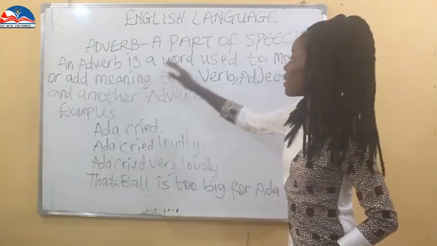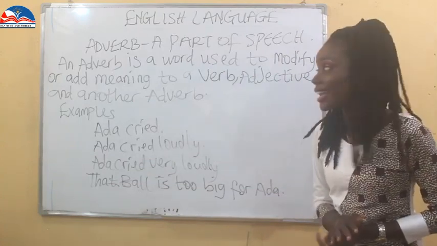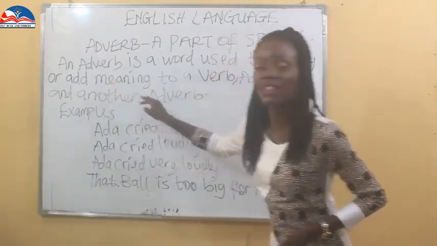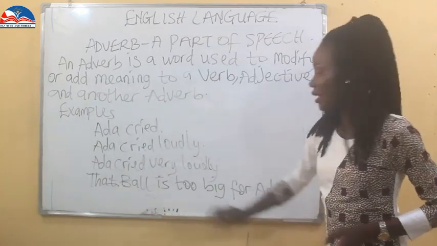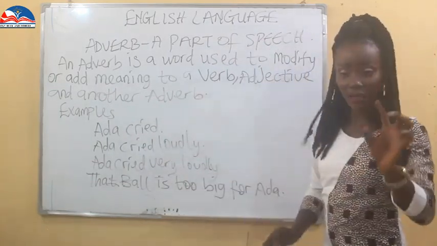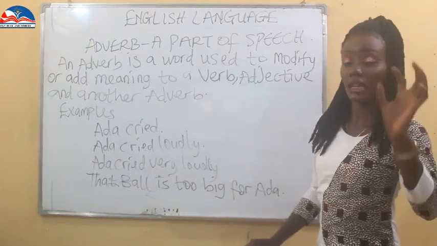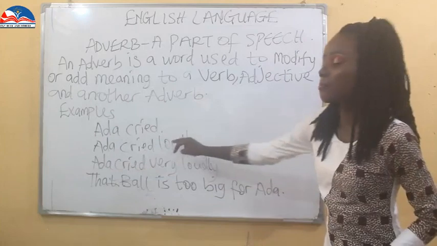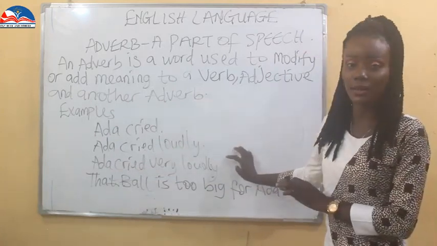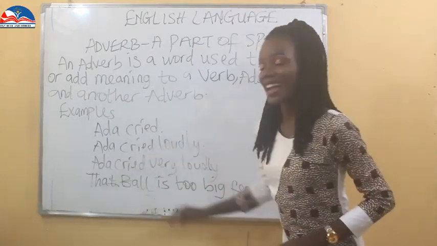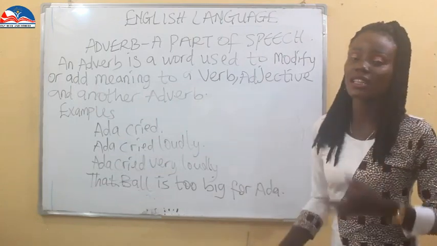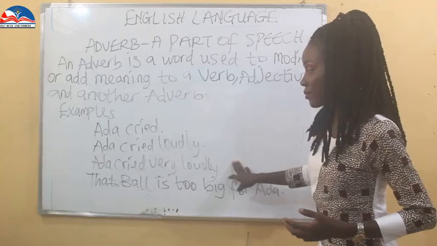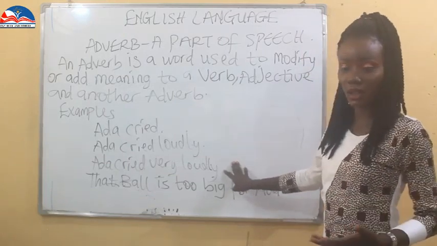We said an adverb is a word used to modify or add meaning to a verb, adjective, and another adverb. Very is an adverb. Loudly is an adverb. So very is adding meaning to this adverb loudly. Ada cried very loudly. The degree of how Ada cried. How did she cry? Very loudly.